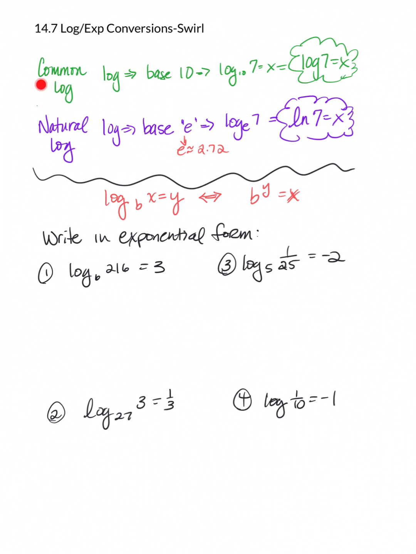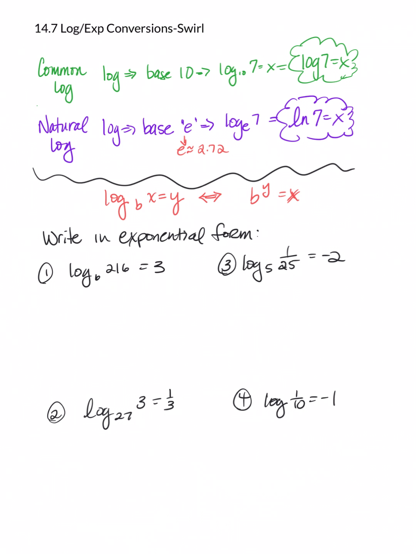The common log is something we talked about back when we graphed our parent functions. Common log means that the base of the logarithm is 10, so you could write it as log base 10 of whatever number. But we use the base 10 so much, we don't even bother writing it anymore. So if you see log, it's understood that the base is a 10, all right? And you can always set it equal to x and go from there. Now, that doesn't mean it's the only base.